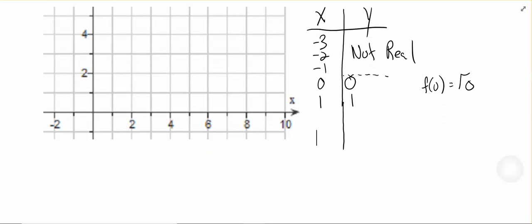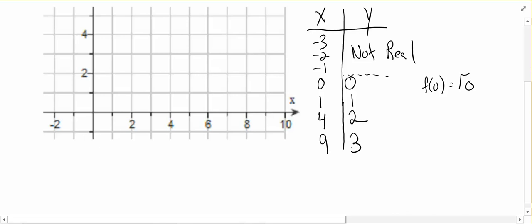And so the next thing I know the square root of is 4, because the square root of 4 is 2. The next thing after that would be 9, because the square root of that is 3. And that gives me enough ordered pairs that I think I kind of know what's going on. I have (0, 0), (1, 1), (4, 2), and (9, 3). And this kind of gets me the picture of what's going on.